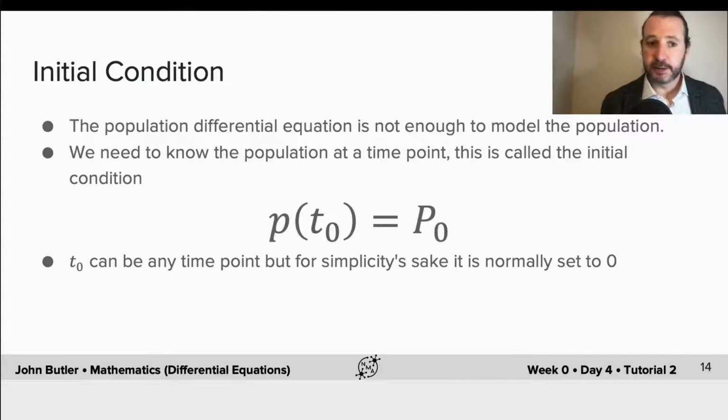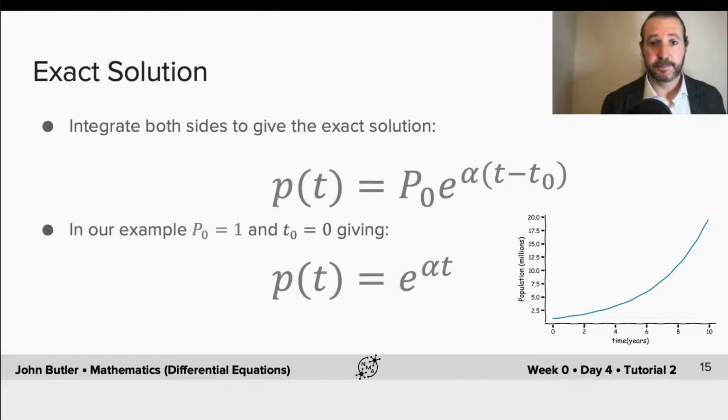To solve this kind of differential equation, we need something called an initial condition. So, the population differential equation is not enough to model the population alone. We need to know the population at a time point, our initial condition. So, P(t0) is equal to capital P0, or at some time point t0, we know the population. Generally, mathematicians just say t0 is equal to 0 because it's simpler. It gives you the same answer.